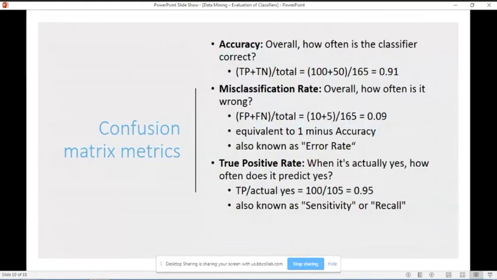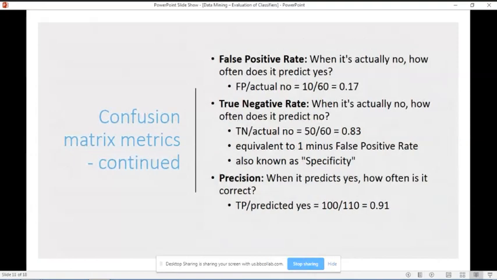From those, we can calculate a multitude of metrics about the quality of the model. The first one is the accuracy, which is the true positives and the true negatives divided by the total. The true positive rate is also called recall, and is the true positives divided by the actual yeses. Here, the true negative rate is also known as specificity, found by dividing the true negatives by the actual negatives.